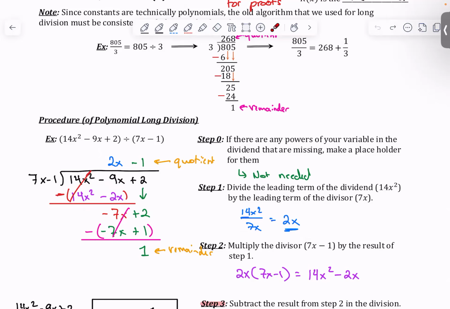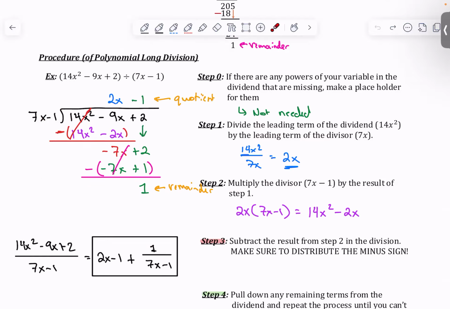So how many times does 7x go into -7x? It goes into it -1 times. -1 times 7x minus 1 is -7x plus 1. But now I'm subtracting that. And so the -7x's cancel. 2 minus +1 is 1. So there's a remainder of 1. And the reason why that's the remainder is there is no nice way for 7x to go into 1.